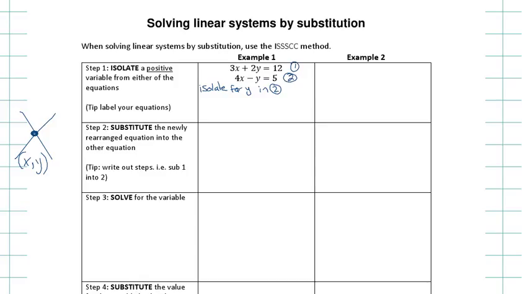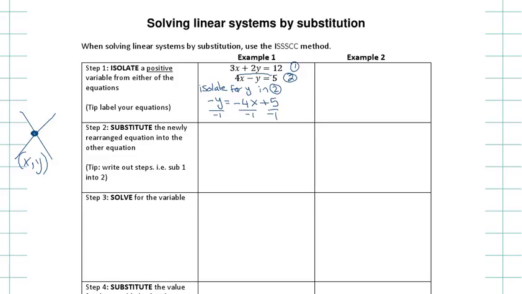Now, that negative belongs to the y. So I have negative y equals, and what happens when I bring the 4x to the other side? It becomes negative. So I have negative 4x plus 5. Good. Now is y by itself, or does it still have something with it? It has a negative 1, which should not be there. I should get rid of it. Divide by negative 1. I have to divide every single term by negative 1 so I can get rid of that negative.